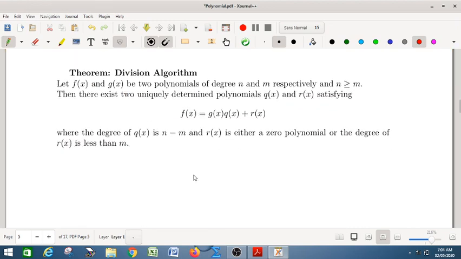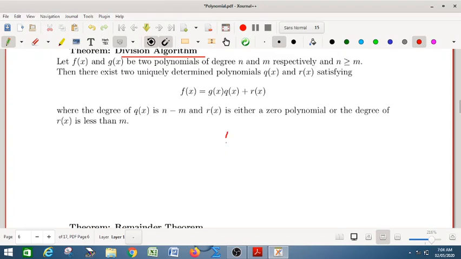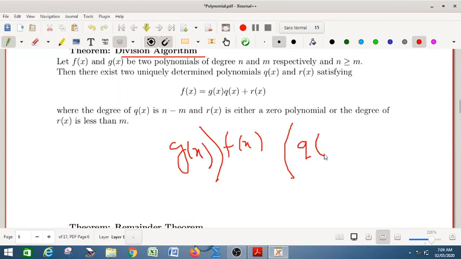Now I shall be talking about the division algorithm. The division algorithm is: if a polynomial f(x) is divided by a polynomial g(x), and suppose the quotient is q(x) and after the division the remainder is r(x), then the relation is f(x) is equal to divisor into quotient plus remainder. So this is your division algorithm.